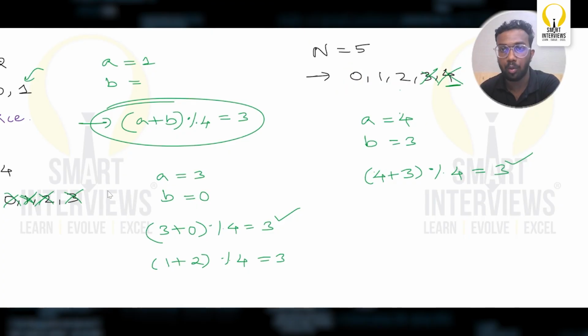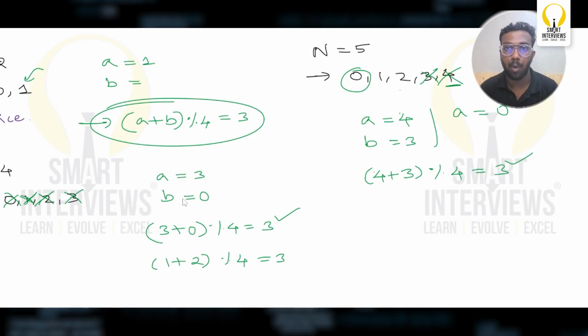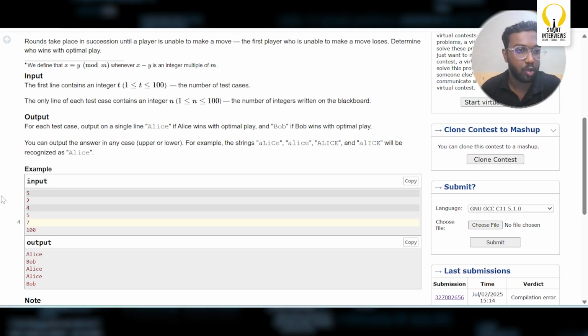If Alice picks 0, can Bob pick any other integer here such that he'll make this condition satisfied? No, he doesn't have any integer from here such that he can pick from where he's going to win, right? So n equal to 5, Alice wins, right? Alice wins. Alice picks this. Bob doesn't have any valid move to make, hence Bob loses. And so on for n equal to 7 and n equal to 100.